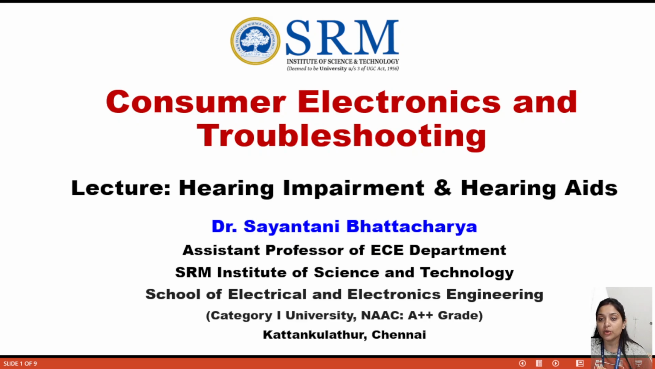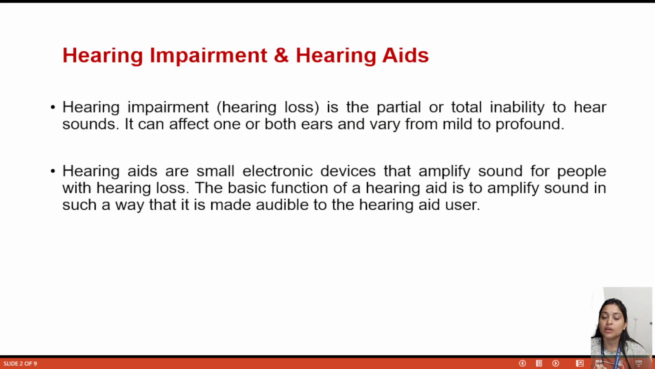Today, we will start a new topic of hearing impairments and hearing aid. So, what is hearing impairment? Hearing impairment means the person who didn't hear properly through one ear or both the ears.